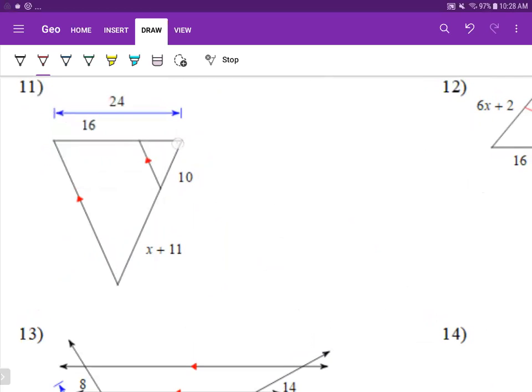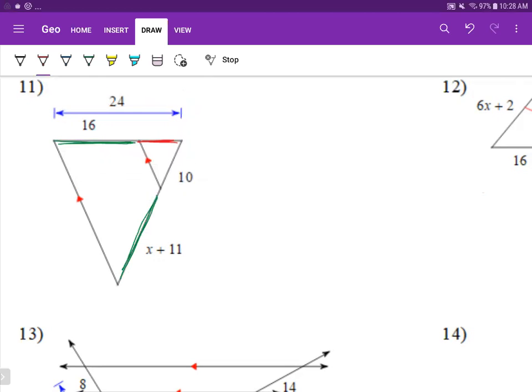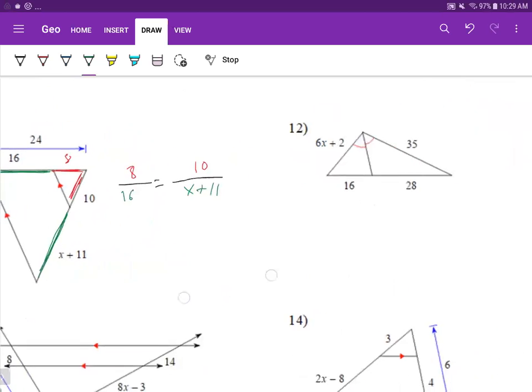Here you have the red and then the green. Here you have the green again and the red. Same as all of these, you're setting up proportions. You're missing the red here, but you just do 24 minus 16, that's 8. So 8 and 10 are at the top. And the green ones, you have 16 and then x plus 11. That's really just how you set these up.